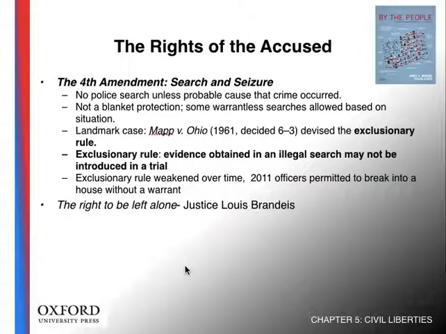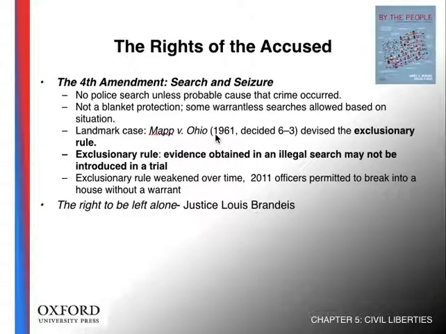The Fourth Amendment is about search and seizure: no police search unless there is probable cause that a crime occurred. This is not a blanket protection. There have been some warrantless searches allowed based on the situation. This will be one of your judicial cases to look at.